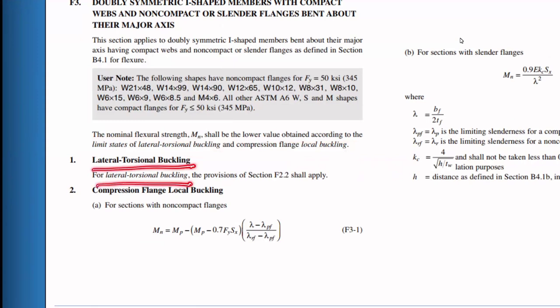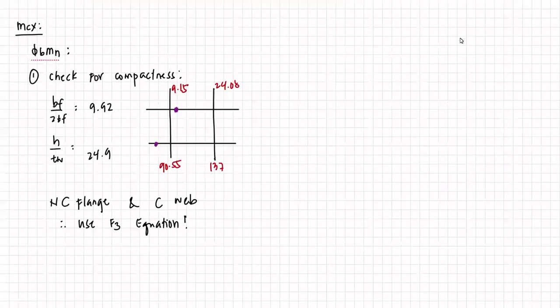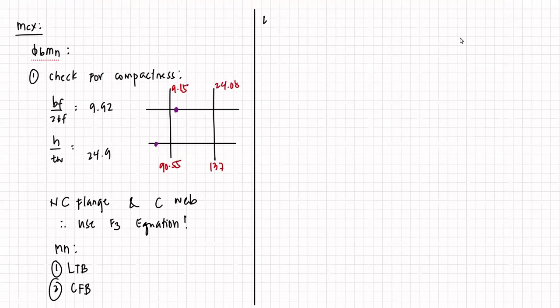So para siya nung F2.2. Okay? And then yung compression flange. So sa LTB muna tayo. For LTB, okay, so Mn natin is based from LTB tsaka compression flange buckling. Okay, so LTB muna tayo. LTB, lateral torsional buckling tayo. So, ang Lb natin so far is 14 feet.